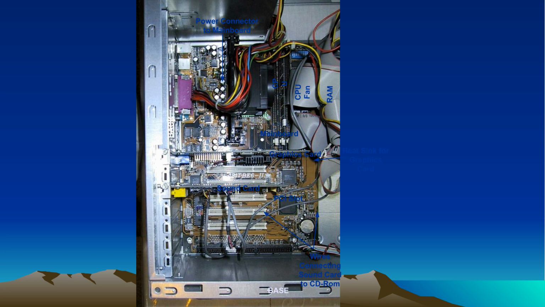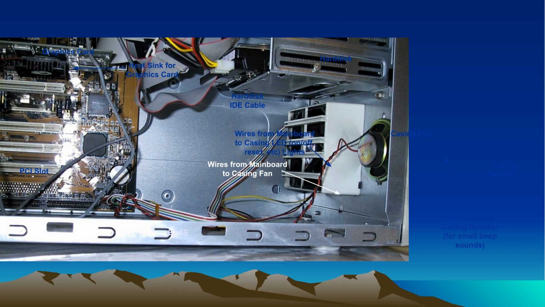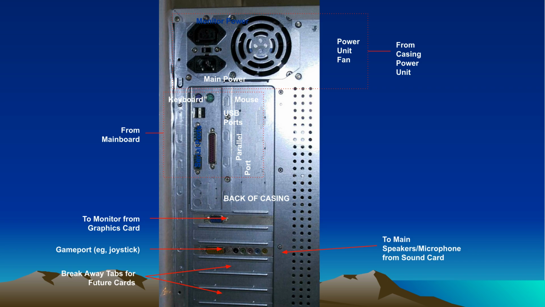Focusing on the mainboard area, we see the CPU with its fan, RAM, graphics card with its heatsink, and the sound card in a PCI slot. This view highlights the connections from the mainboard to the casing components, such as the LED lights, speaker, and cooling fan. The back of the casing provides access to various ports, including USB, serial, parallel, monitor, and audio connections originating from the mainboard and cards.